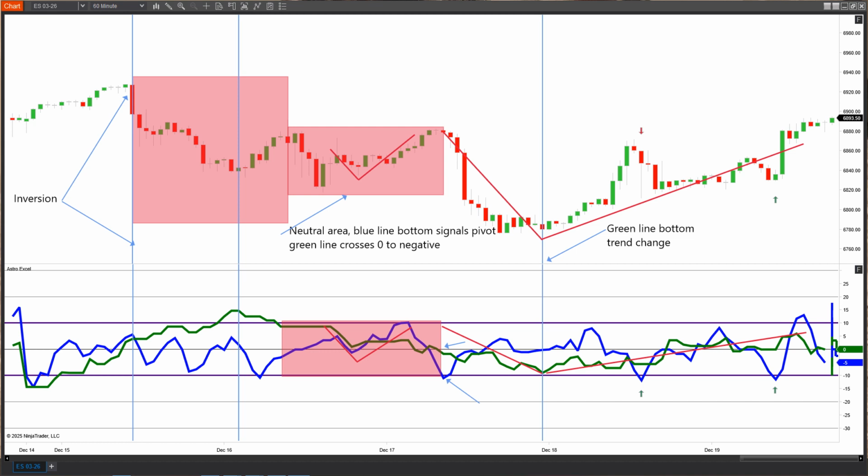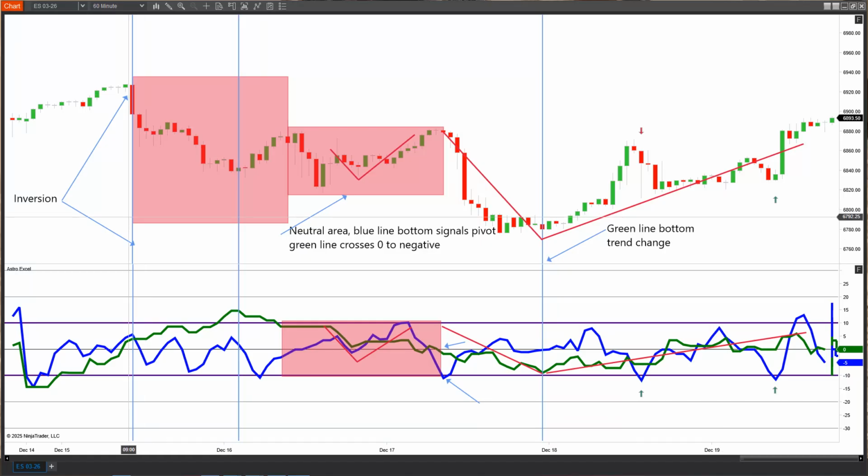Here's the Astro Excel chart, 60-minute. This is the past week just finished. Take a look at this chart. How I've marked this up is pretty self-explanatory. This is how you want to look at the blue line, green line as you're moving through the week. You always want to be comparing the price action to the blue and the green line and understanding what's happening there.